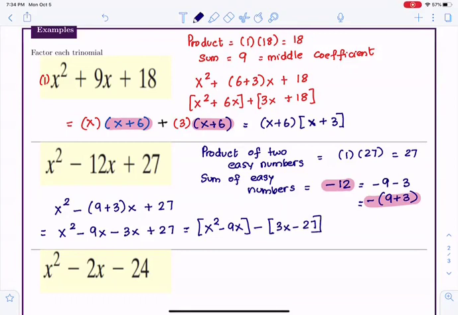Some are perfectly fine with having it as positive and trying to solve the problem. If you're comfortable with that approach, go for it. Now I have two group terms. In the first one, the common factor between x squared and 9x is x. If I pull x out, I'm going to leave behind x for x squared. I'm taking x out of 9x. There is a minus in the middle, so I have x minus 9.